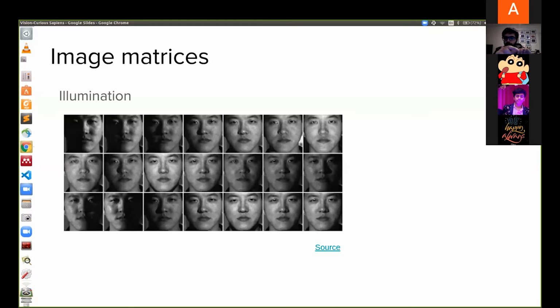If I tell a computer that the rightmost image is person A, and then I give it the same image, it would know that it's the same numbers and say it's the same person. But if I give it, let's say, the leftmost image, and ask it just to match these numbers, then it's going to say that it's a different person because the values are completely different. But we know that the values are different only because of the illumination.